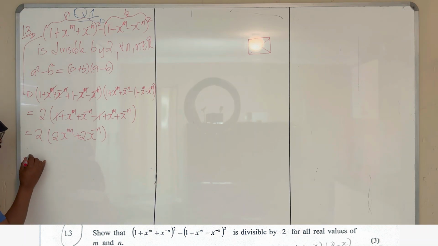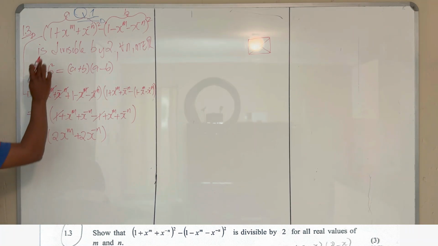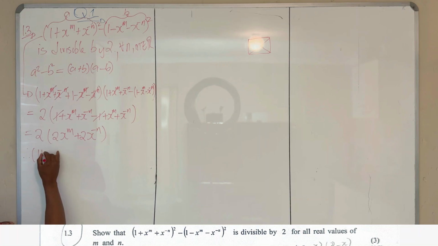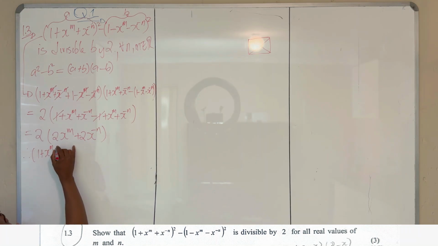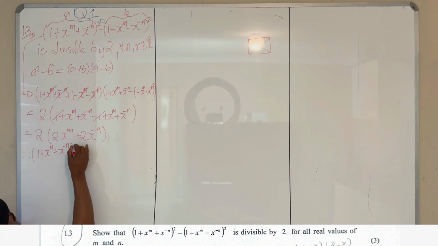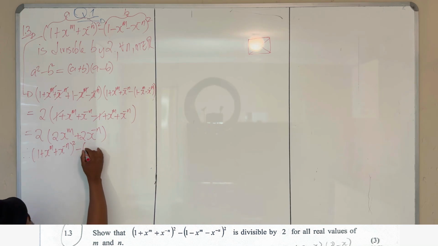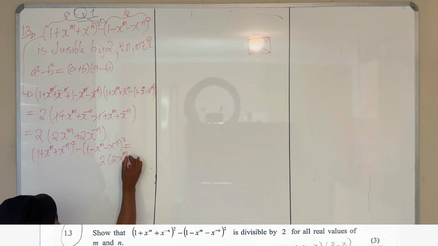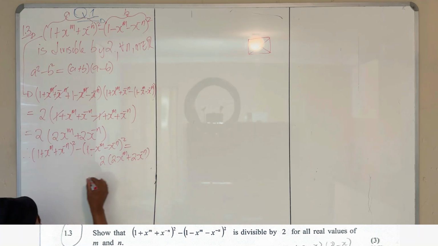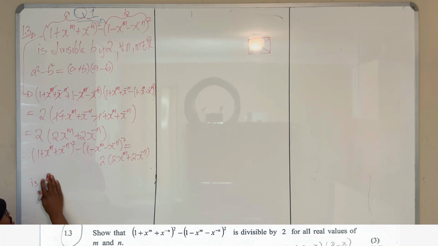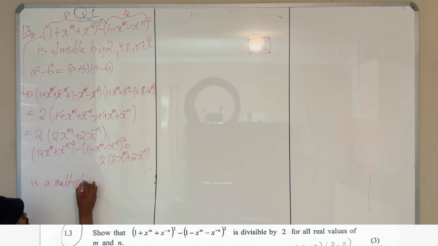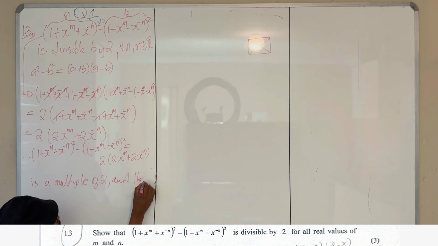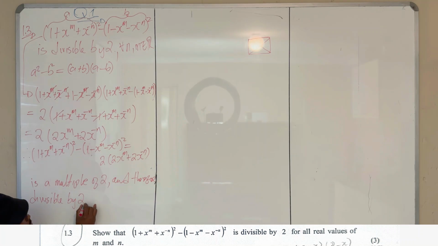You shall see. Therefore, this, which is your 1 plus x raised m plus x raised negative n all squared, minus 1 minus x raised m minus x raised negative n all squared, which is equal to 2 into 2 x raised m plus 2 x raised negative n, is a multiple of 2 and therefore divisible by 2. That's how I would have done it.